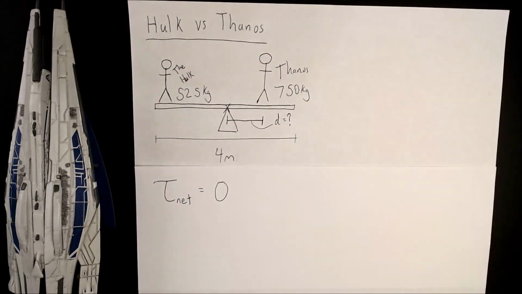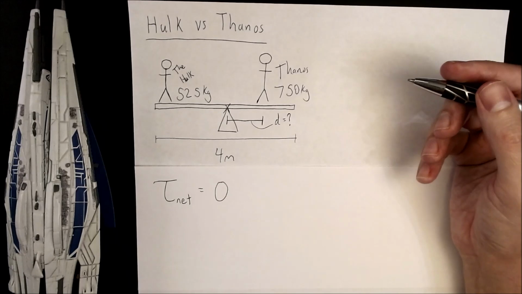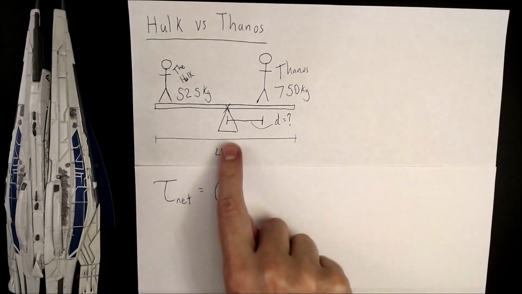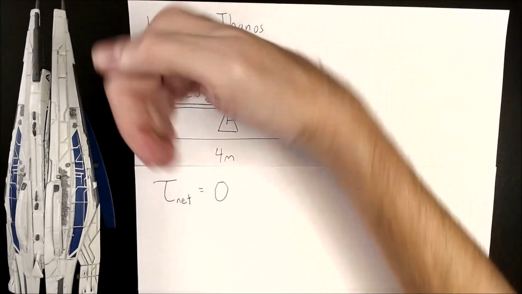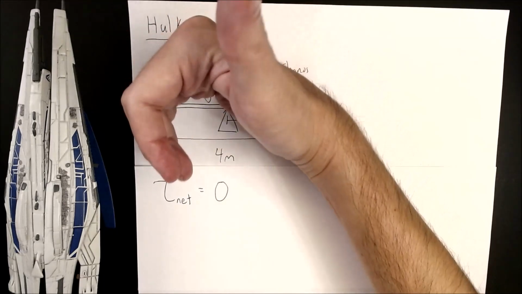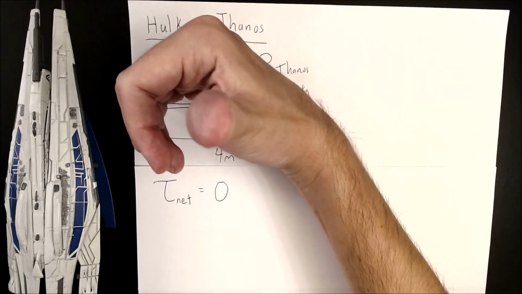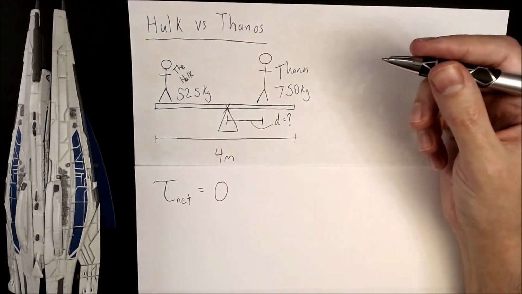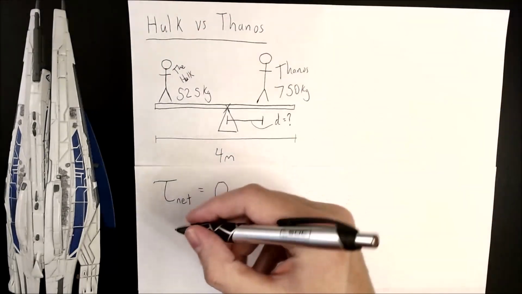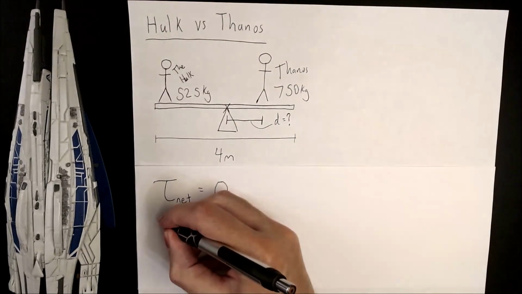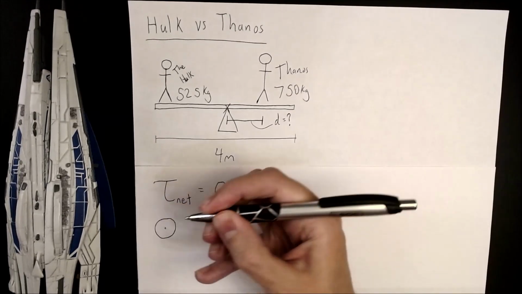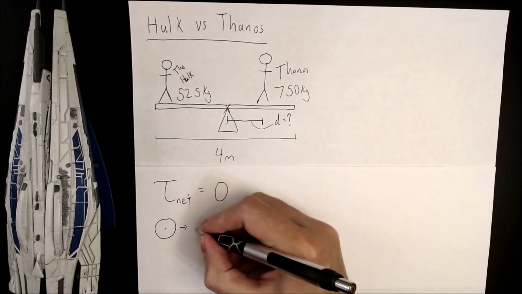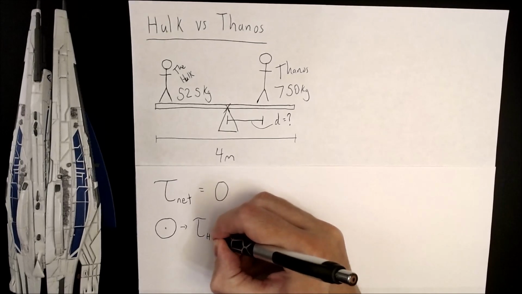The Hulk is going to apply a positive out of the page torque. You can also think of that as, well, the Hulk is going to want to spin it kind of this way, like this. If I make my fingers go like that, my thumb goes out of the page. Therefore, that is a positive torque. When you want to draw that something is going out of the page, the symbol that you can use is a circle with a dot in the middle. That is an out of the page symbol. So this is going to be for the torque of the Hulk.